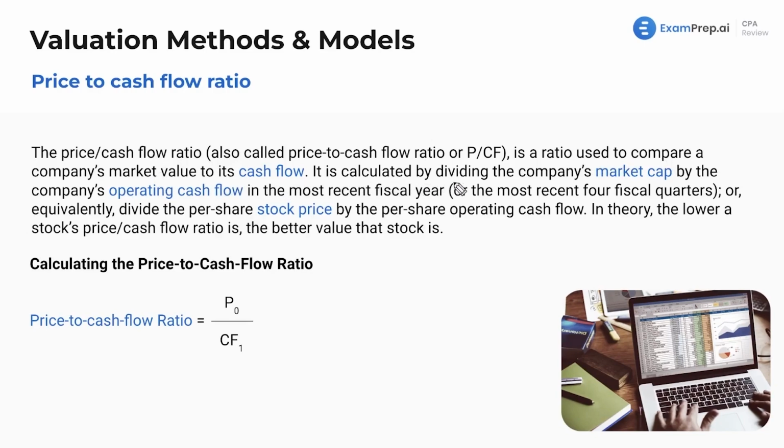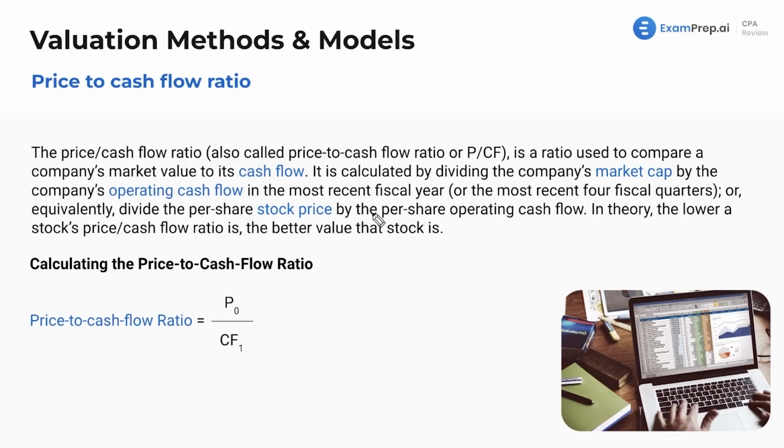It is calculated by dividing the company's market cap, the overall value of the company, which is the stock price times shares outstanding, by the company's operating cash flow in the most recent fiscal year, or the most recent four fiscal quarters. Or equivalently, divide the per share stock price by per share operating cash flow. You can do this for all of these ratios. It doesn't have to be the stock price, the earnings per share, and all that, right? It can be the overall earnings and the overall amount of shares.